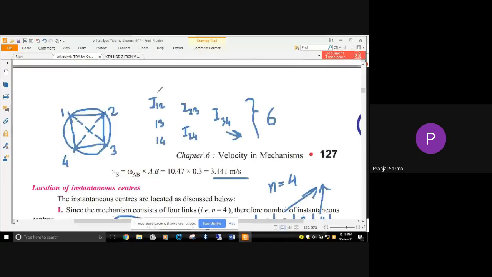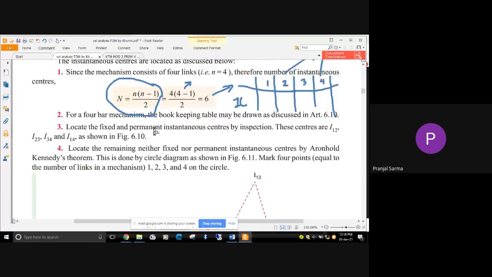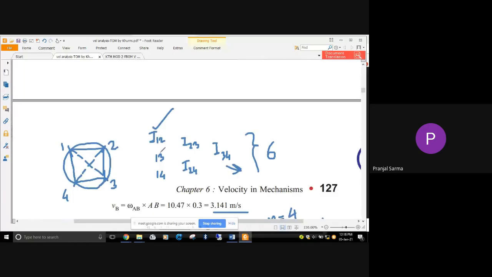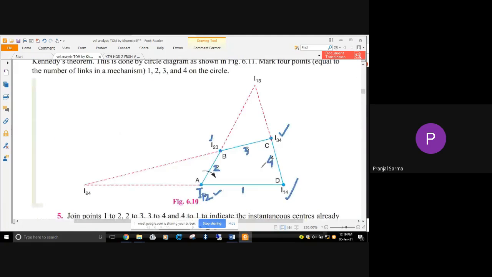So from here I12 I have obtained. Apart from I13 and I24, we have obtained all. I13 and I24 are not obtained. The other 4 we have located. Now what is our task? We have to locate I13 and I24. Now, is there any other known way to find or locate an instantaneous center? Right now, no.